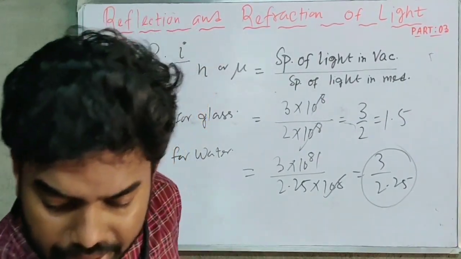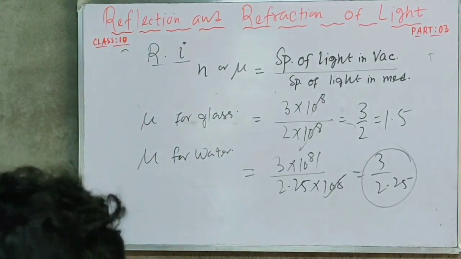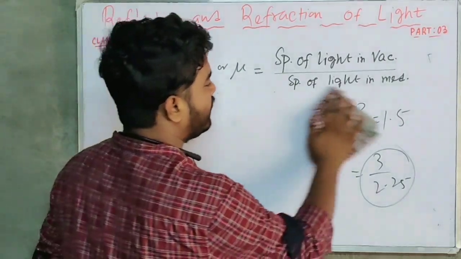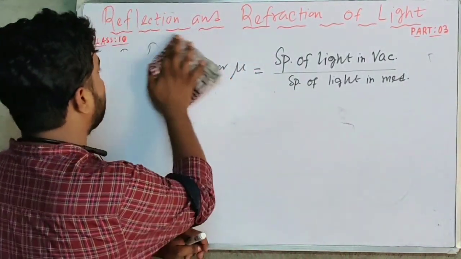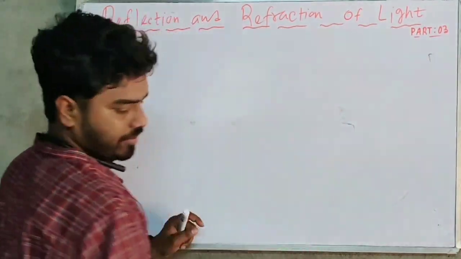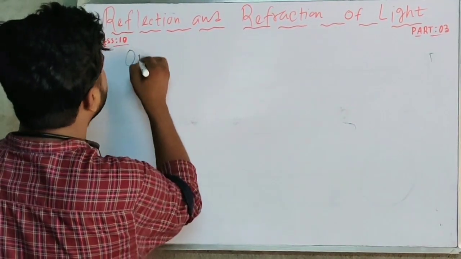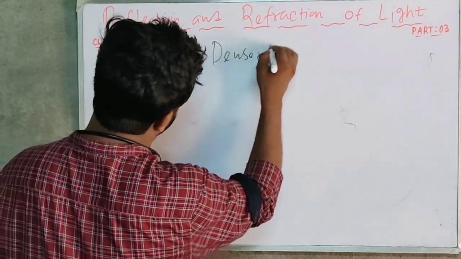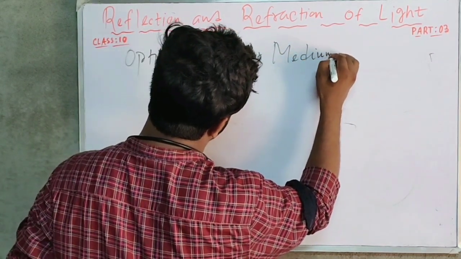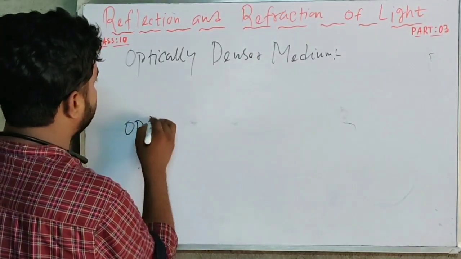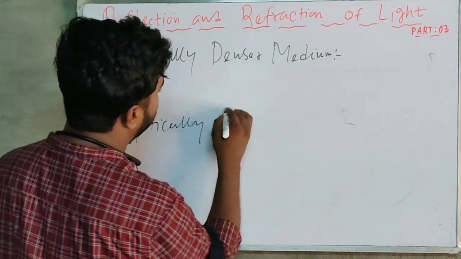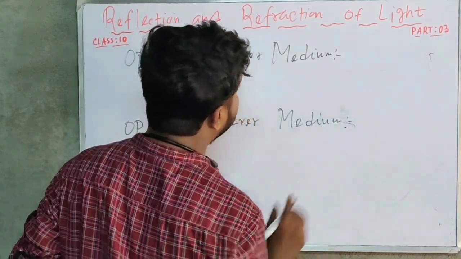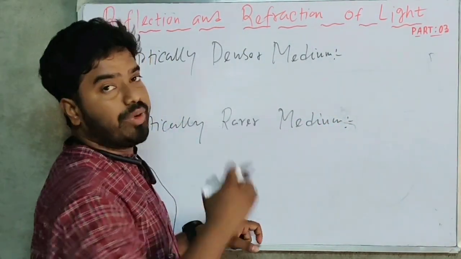Now, depending upon the refractive index of light, we have three special cases. Any medium can be classified in two categories, that is, optically denser medium, and another one is optically rarer medium. The question is, when is a medium said to be denser and when is a medium said to be rarer?